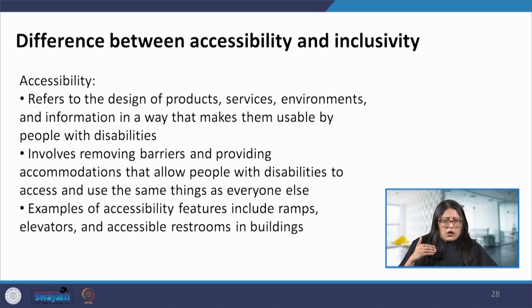Even the low floor buses that we have, wherein the floor is so low that elderly can climb onto it, or the wheelchair user can also climb into the bus. At the same time, other people are also able to climb onto a bus.